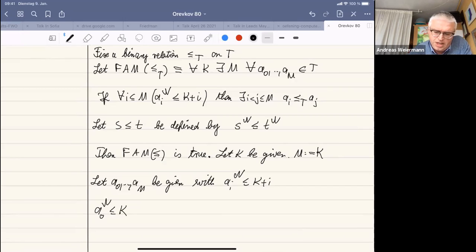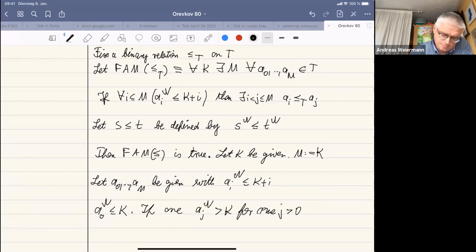Now, what can happen? Well, it could be that one of the later numbers is bigger than k, or at least as big as k. Then a0 would be less than or equal to one of the later numbers. So if the value of aj is bigger than k for some j bigger than 0, then we are done. And the other option is that otherwise, all numbers aj are less than or equal to k.